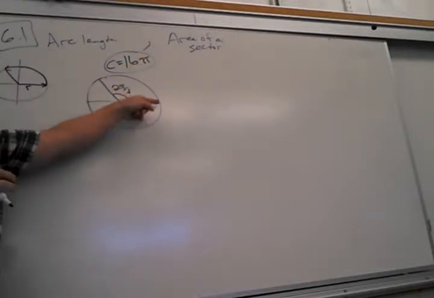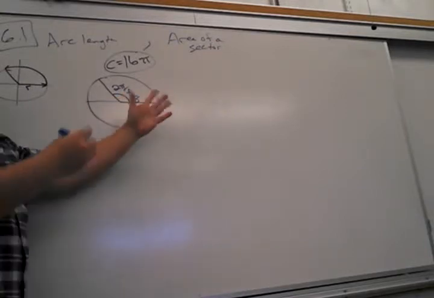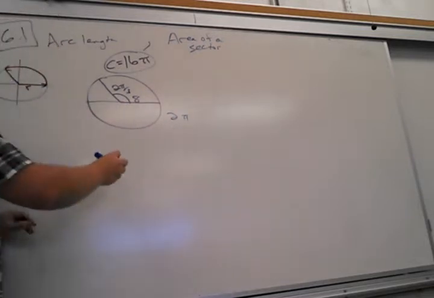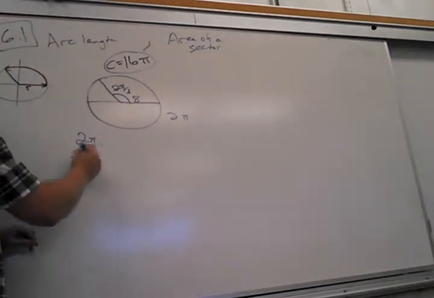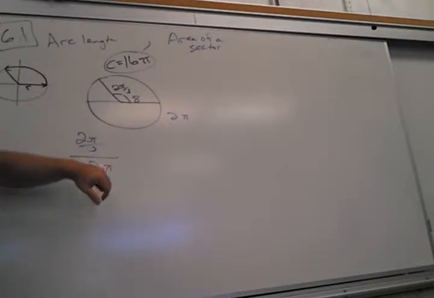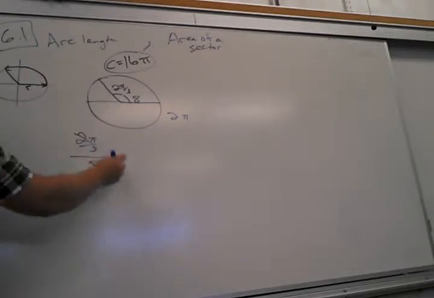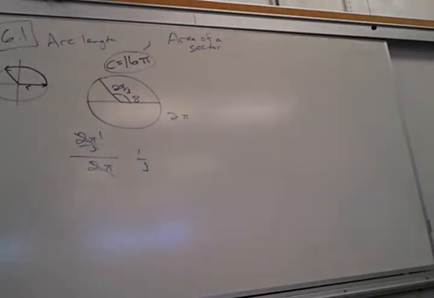So if I knew what fraction of the whole thing this was, well, how many radians is the whole thing? 2 pi. So if I say, okay, 2 pi over 3, what fraction is that of 2 pi? I want to see what fraction of the whole thing I've gone. What is 2 pi over 3 divided by 2 pi? Don't overthink it. What's 2 pi divided by 2 pi? 1. So 2 pi over 3 divided by 2 pi is 1/3. All right, the 2 pi's cancel.